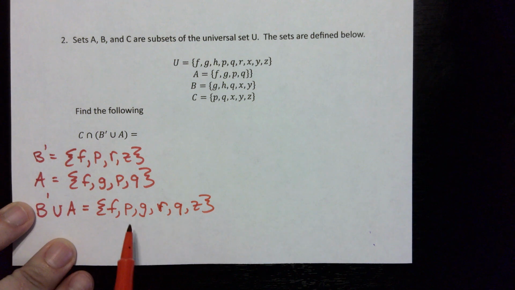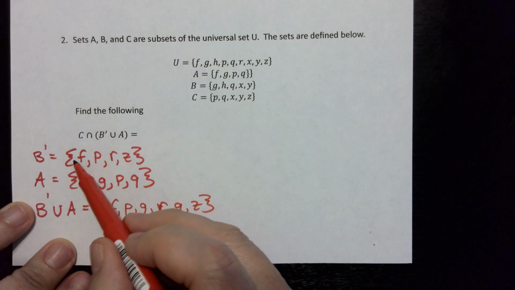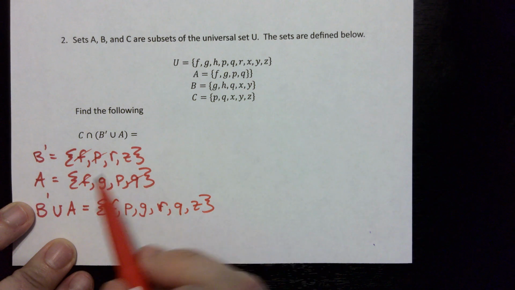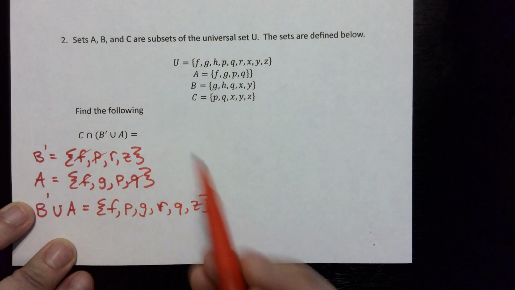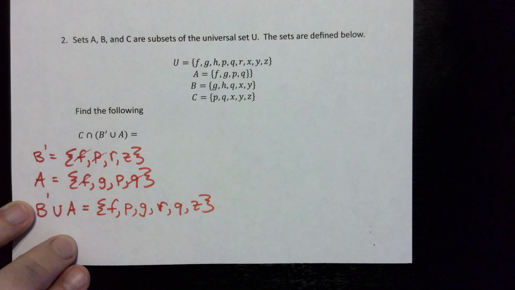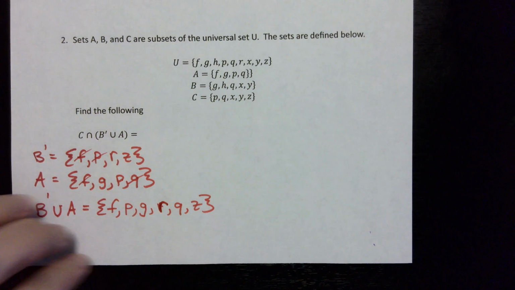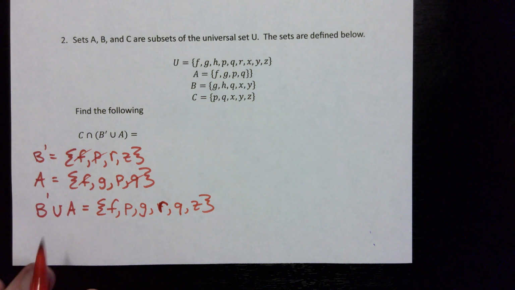Let's make sure I didn't miss anything. The only elements that showed up twice were the F's, which we wrote, and the P's, which we wrote. So that's 1, 2, 3, 4, 5, 6 in each count, so we have the right number of elements. Sorry about the bad writing there. So that is B complement union A. We're almost done. We just need to intersect that with C.